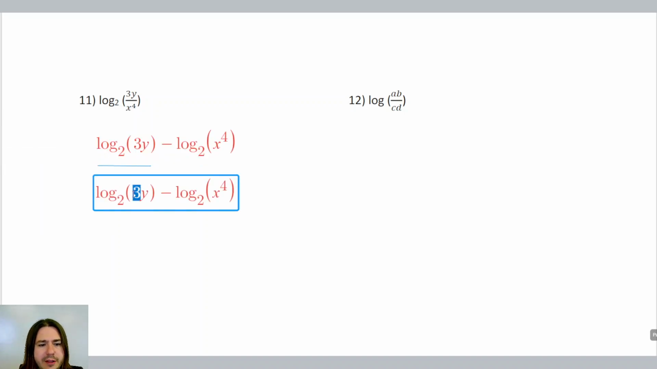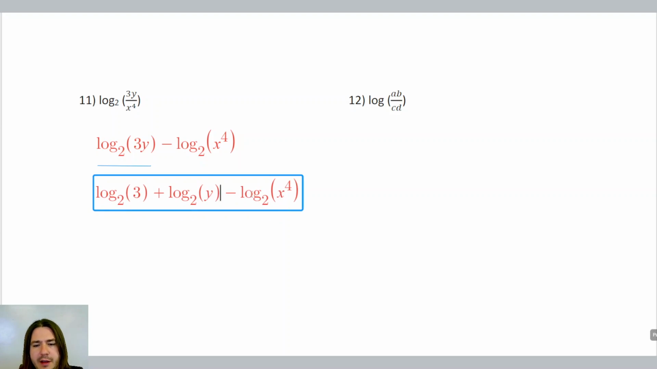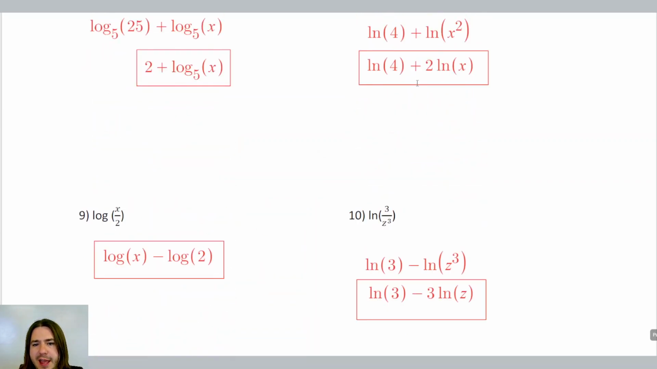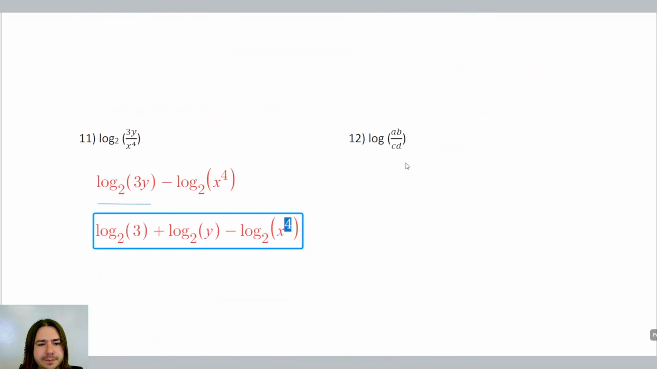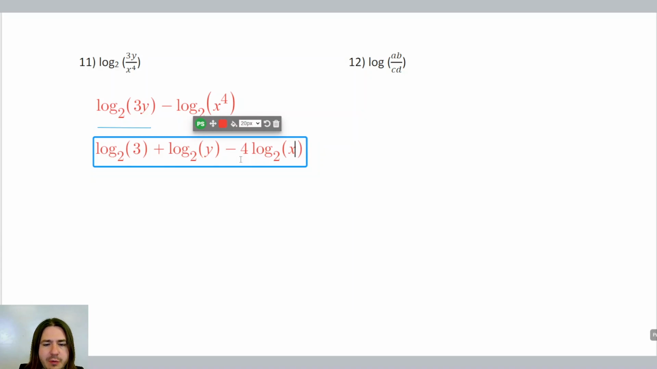And write that as log base 2 of 3 plus log base 2 of y. And for this one, it seems to be mostly simplified, except we can still deal with this exponent like we did in number 10 and number 8. So here, we're going to rewrite that as 4 times log base 2 of x. And I'm looking through these, and I don't see anything that we can simplify past that, so this is going to be our final answer.